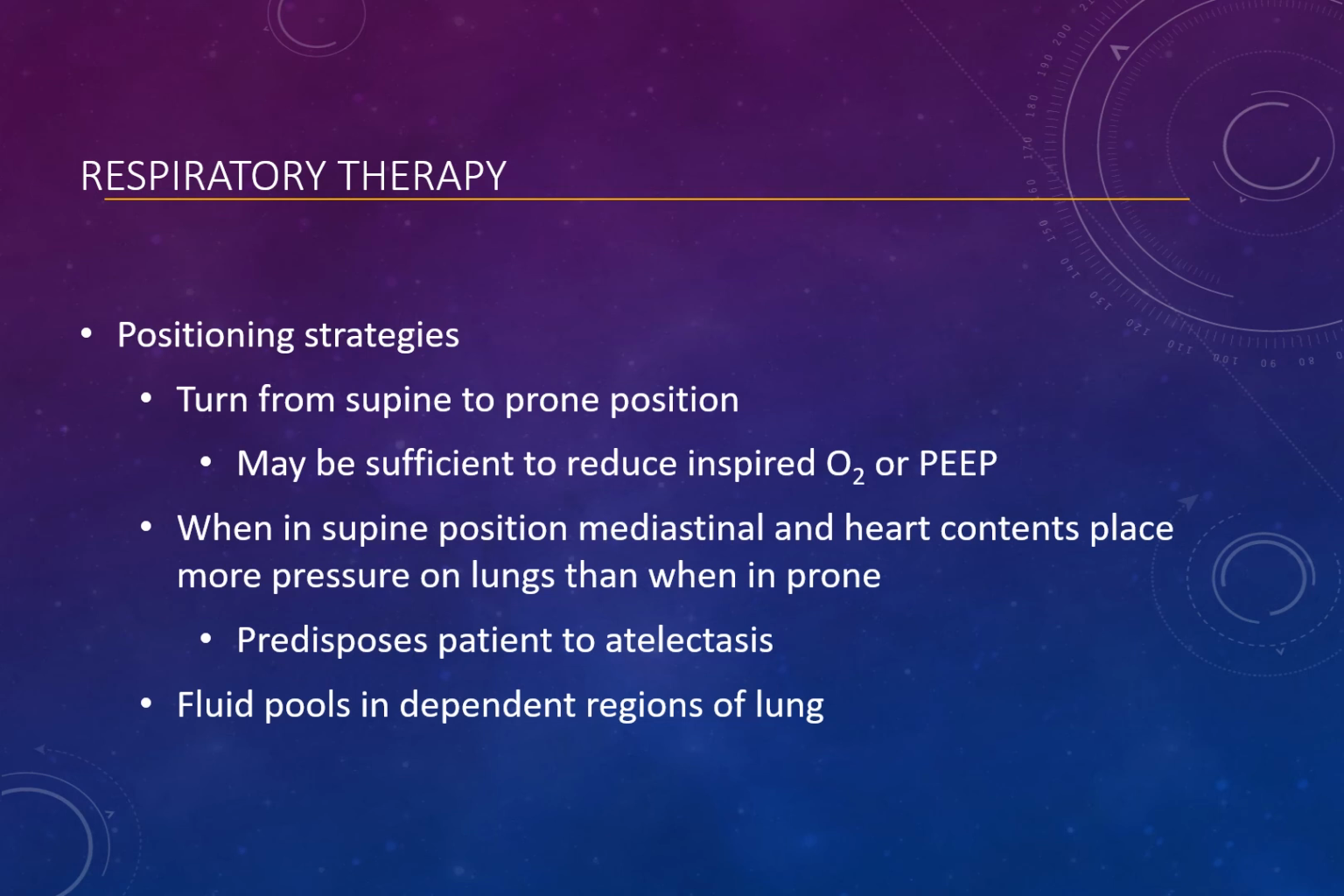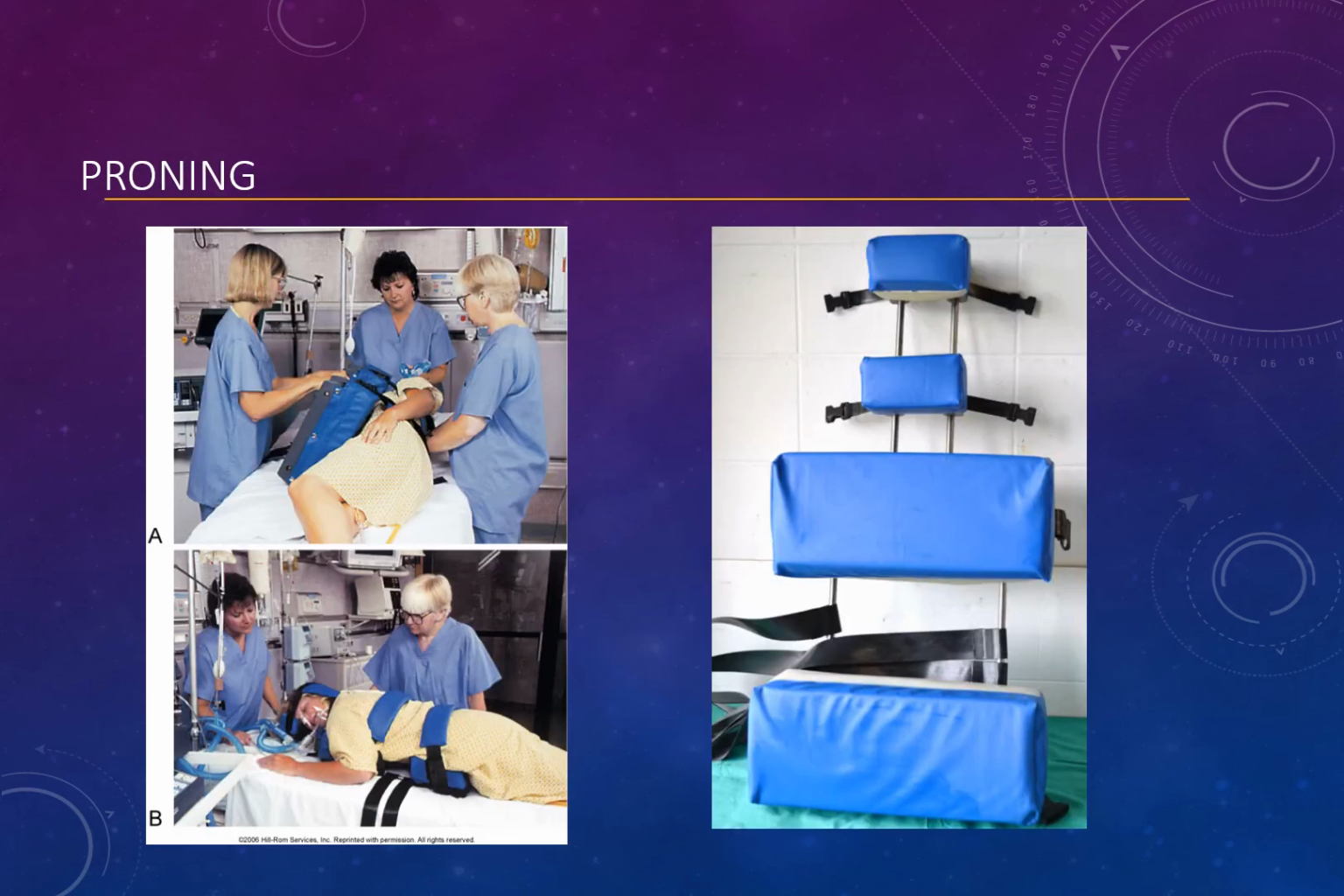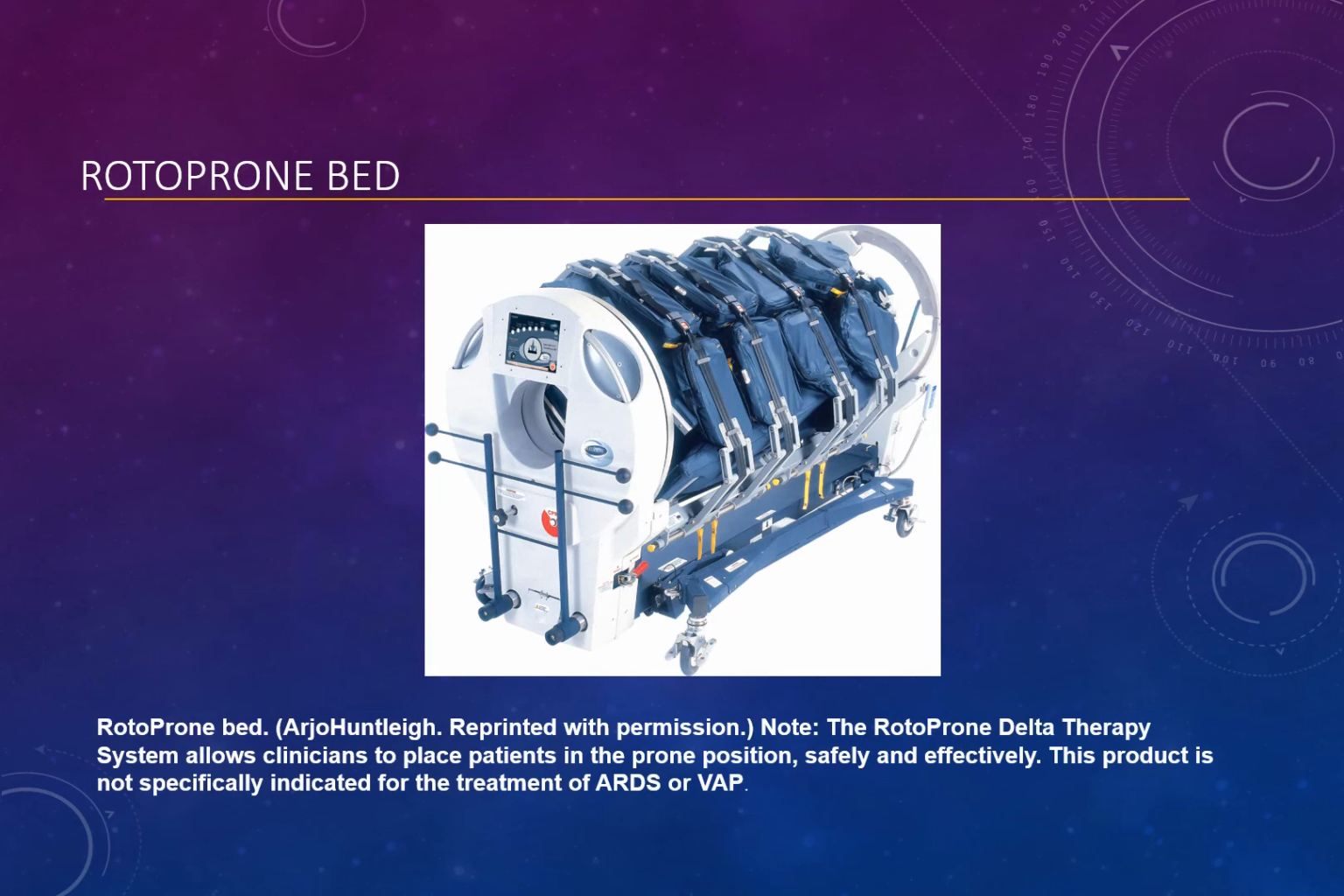were supine. So here is a prone bed. You can see the open areas to allow for lung expansion. Here's a roto-prone bed. So this allows nurses and physical therapy to place patients in the prone position. And it's not specifically indicated for treatment of ARDS or VAP, sorry, VAP is ventilator-associated pneumonia, but it could help with that.